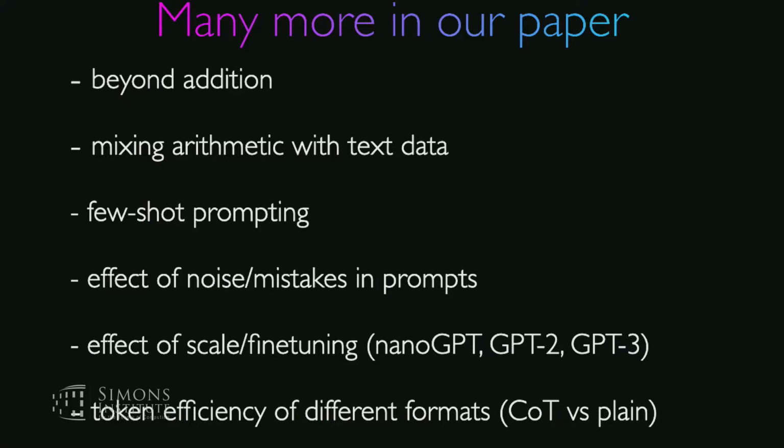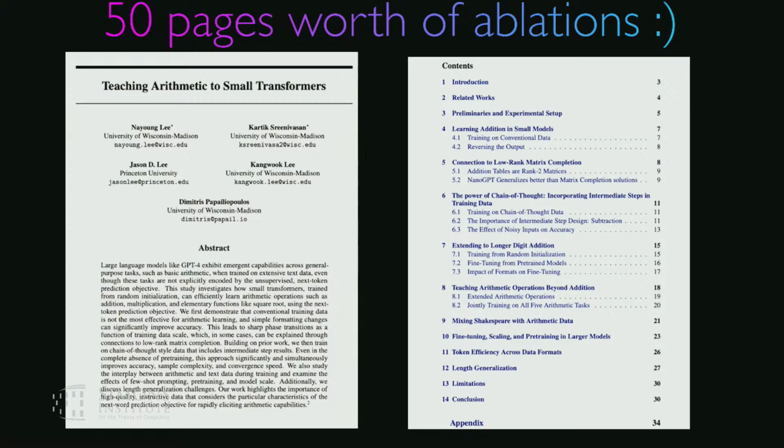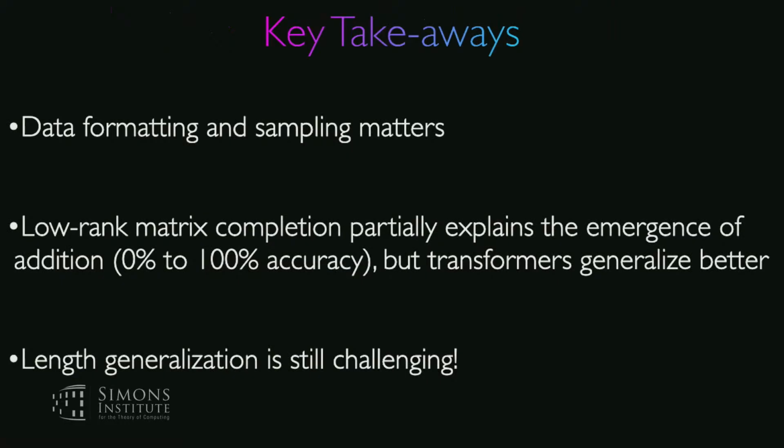And there's many more in our paper regarding what happens for other arithmetic tasks, or what happens if there's text in our data, few-shot prompting, and so on. So if you're interested, please check our paper. And the key takeaways will be that data formatting and how you sample it is very important. And also, we can make some connections with low-rank matrix completion to understand why the model suddenly is capable of learning addition. And also, length generalization is still challenging. Thank you.